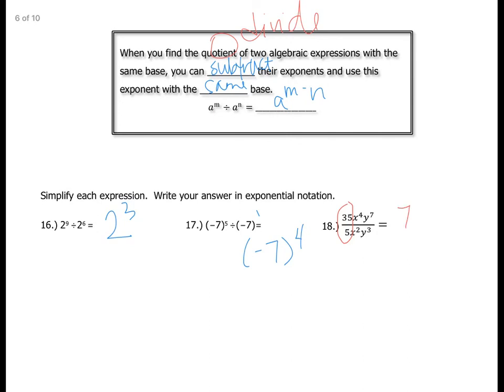Then we look at the x's. So we need to see, where is x larger? Is it larger in the numerator or is it larger in the denominator? Hopefully you figured out that it's larger in the numerator. So 4 minus 2 is 2, so 7x to the second. And now we're looking at the y's. Again, you look at where it's bigger, the numerator or the denominator. It's bigger in the numerator, so it stays in the numerator. And it becomes y to the 4th power because 7 minus 3 is 4.